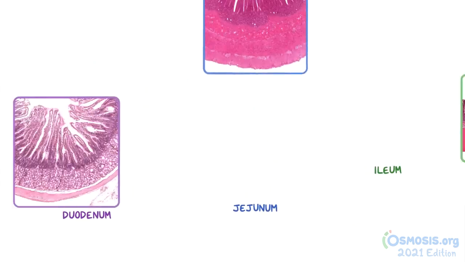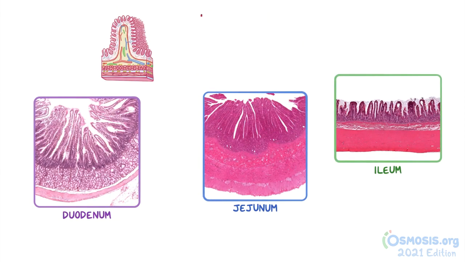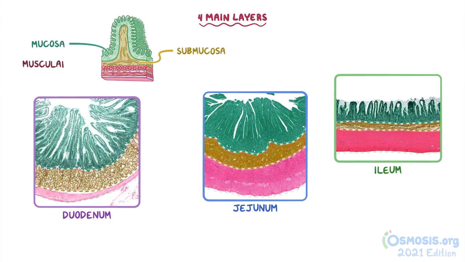Similar to the rest of the GI tract, the wall of the small intestine has four main layers: the mucosa, submucosa, muscularis propria, and in the small intestine, the outermost layer is a layer of connective tissue called the serosa. In these images, the serosa is only present in the image of the duodenum.